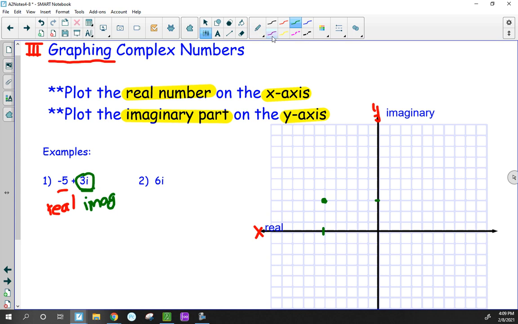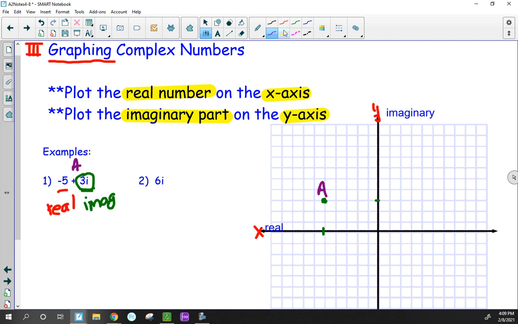And just so I can refer to it faster, I'm going to call this point A, and that way I can put an A over here. So this is the graph of -5 plus 3i. Real part, -5. Imaginary part has a 3 in front of the i, so it's positive 3, means to move up. Very similar to how we plot ordered pairs on a regular basis.